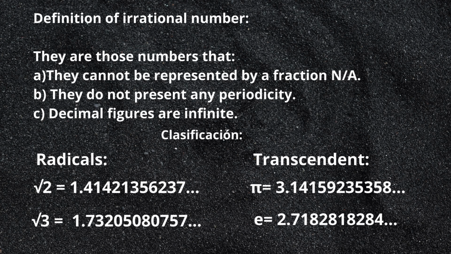Definition of irrational number. They are those numbers that: a. They cannot be represented by a fraction. b. They do not present any periodicity. c. Their decimal figures are infinite. They are classified into radicals such as root 2 and root 3, and transcendentals such as Euler's constant e and the number pi.